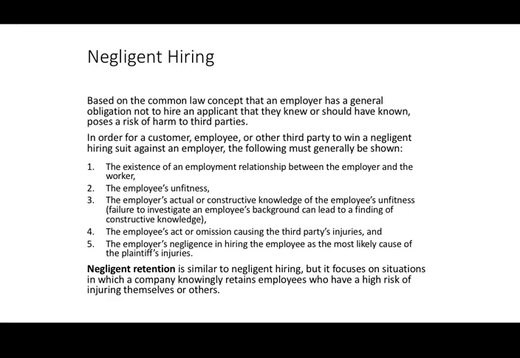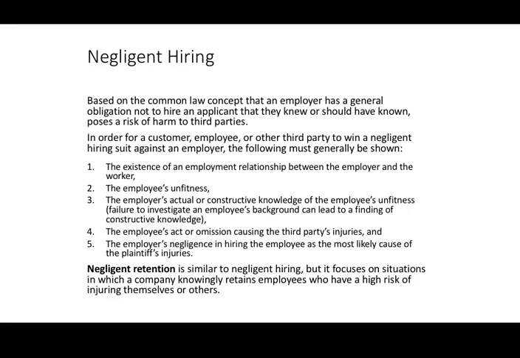Number 4, the employee's act or omission causing the third party's injuries. So the employee has to be the one that perpetrated the injury to the individual, whether it's harassment, violence, whatever in the workplace. And then the employer's negligence in hiring the employee as the most likely cause of the plaintiff's injuries, which basically means that we hired this person knowingly and kept them on knowingly that they were engaging in negative behaviors.